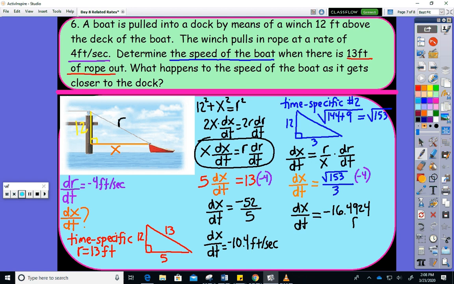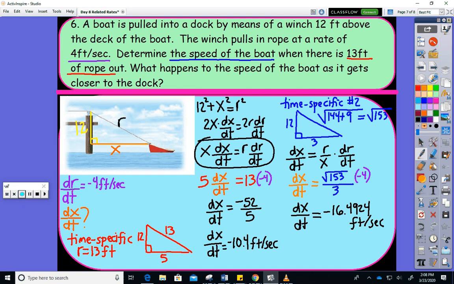So wow, what I realize now is that as the boat gets closer to the dock, it's actually moving faster. Its speed increased from 10 to 16 feet per second. So that's why we need bumpers there, so the boat doesn't crash into the dock, right? That we protect the boat.